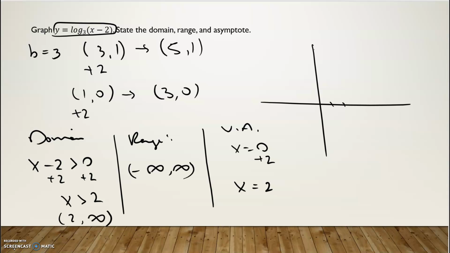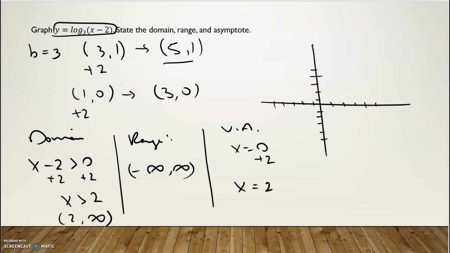Alright, this is section 6.4, part 2. We're going to complete graphing the log base 3 of x minus 2. I'm going to go out to 5 on each axis: 1, 2, 3, 4, 5.